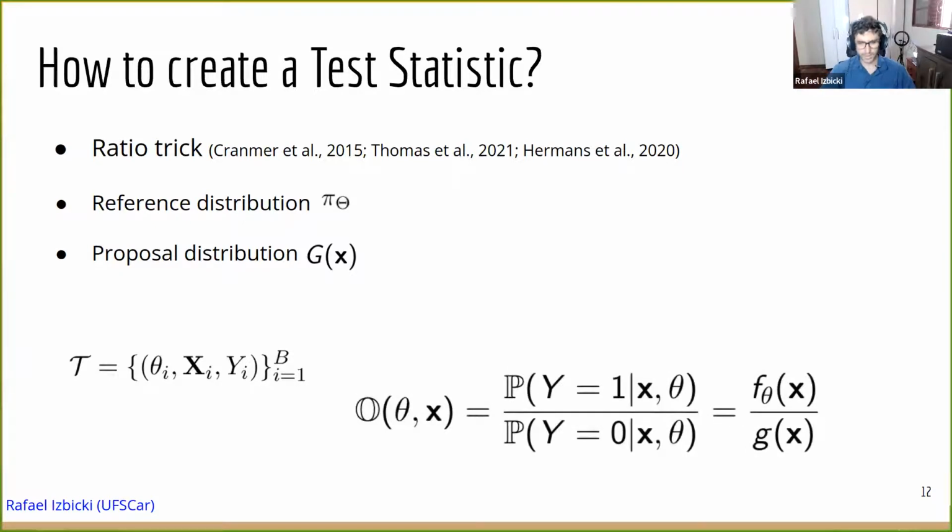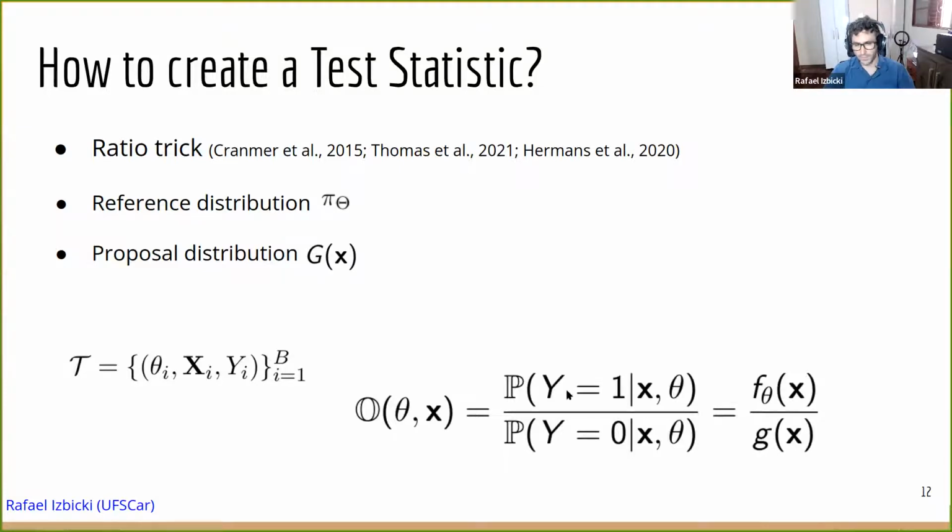Now, if you compute the odds of y, and this is what I mean by odds of y, that's the probability that it's 0 divided by the probability that it's 1, given x and theta. You can apply Bayes' theorem here, and you're going to realize that this is just the density of this data point x under the model, divided by the density under the proposal distribution of x.